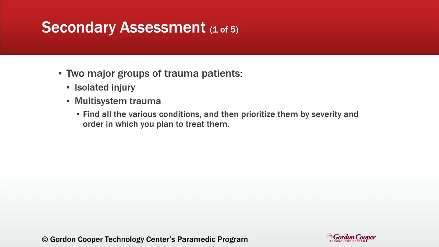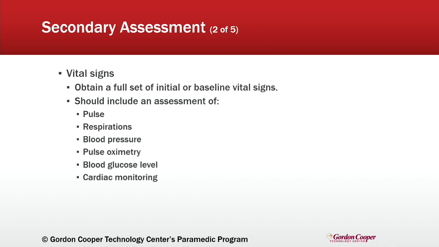But for multi-system trauma, where we're finding multiple injuries and multiple things going on, it's important that we identify all the conditions that we can and prioritize them by their severity, and that way we can get our treatment plan in order for the most serious things to the least serious. Consider how each injury or condition may affect the others as well, and then fold in their medical history and how that might play a role in it.